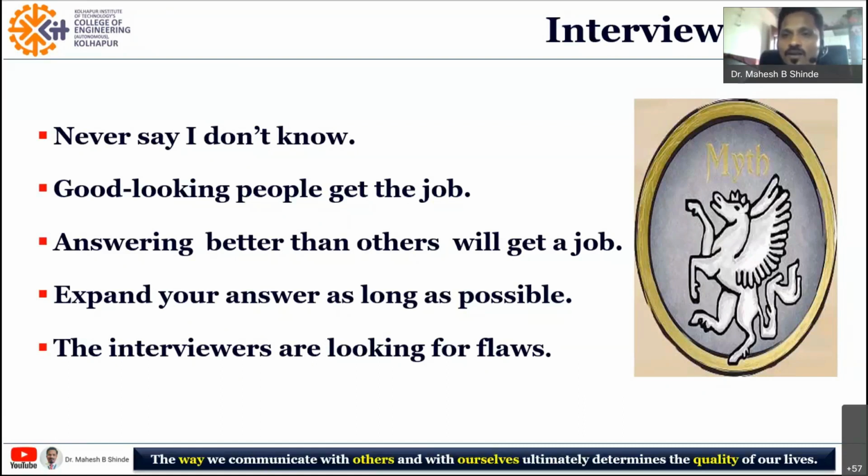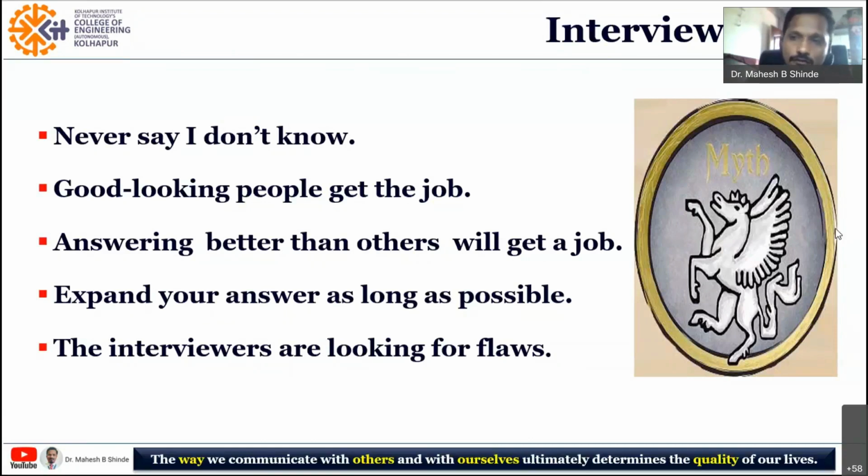No, they are not at all interested in knowing all your so-called extra information. Okay, do not expand the answers. Do not go beyond the mark. Be specific. Be true to the information that you are giving, and be very concise. Give the response in a very concise manner. Unless and until they ask, you should not elaborate your answers.